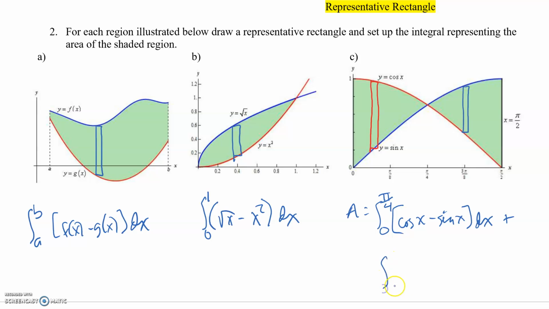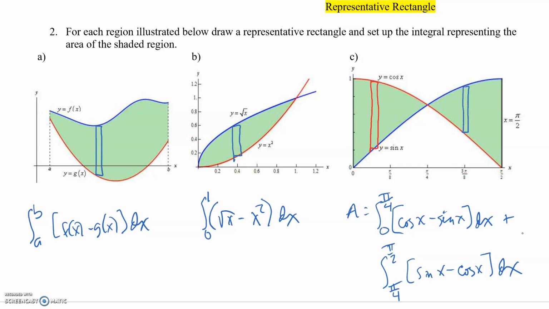Plus, and the second integral begins at, what's the lower limit? Pi over 4. And the upper limit is dictated already in this problem. It's pi over 2. And the integrand is the opposite of the integrand in the previous definite integral. So when you have a situation like this, and it's not at all uncommon that you will, when the function that is greater switches at some point or multiple times during the interval, then you have to break this up into separate integrals according to the intersection points and when the graphs switch positions.